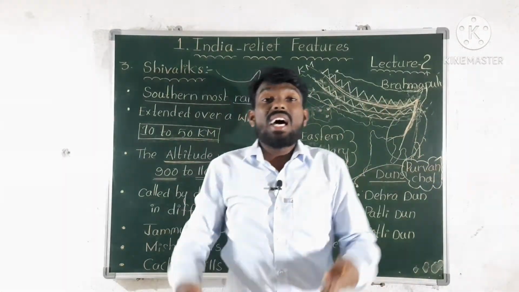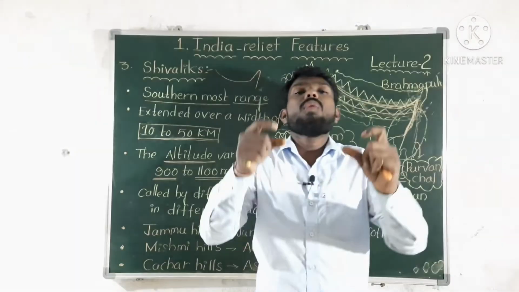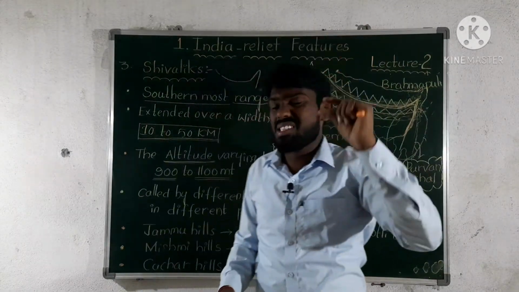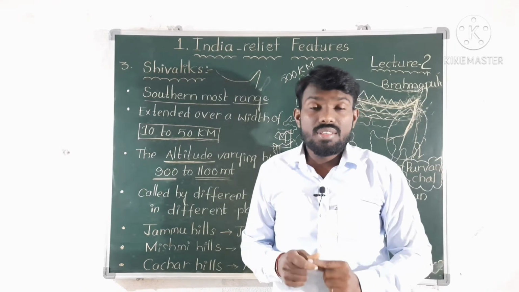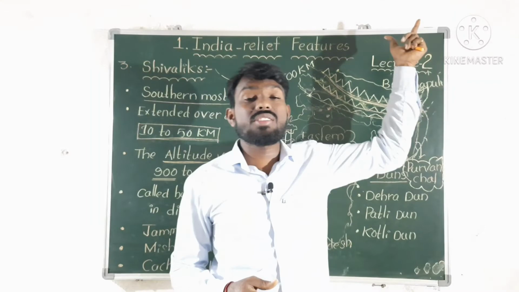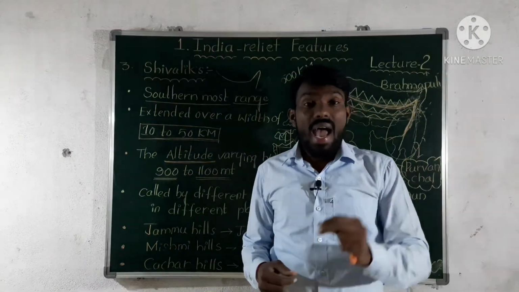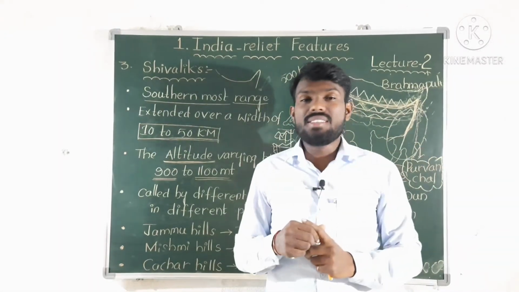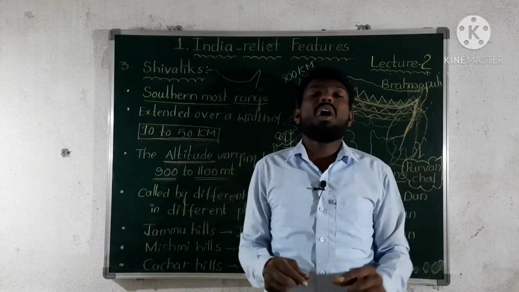The Himalayas protect our country by stopping the cold winds coming from Central Asia during the severe winters. And they are the reason for the summer rains, the monsoon type of rains.